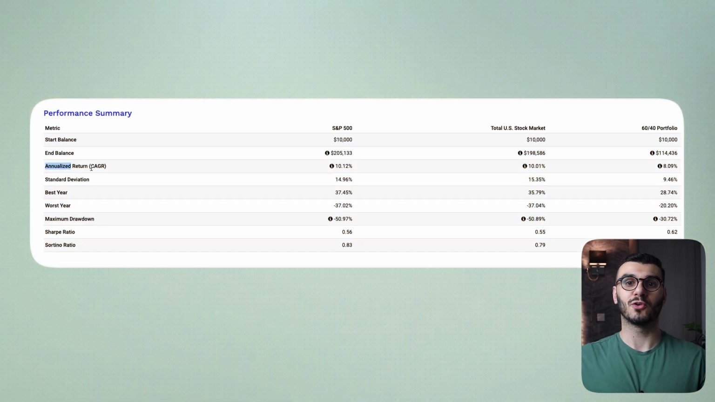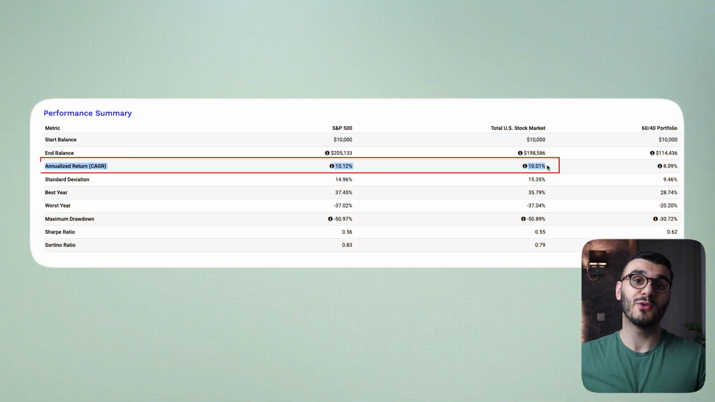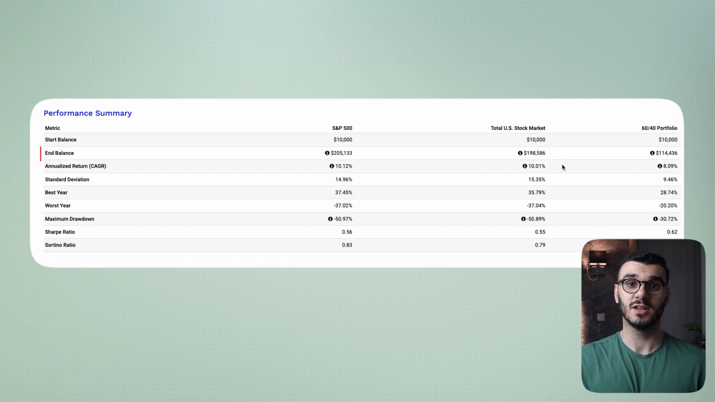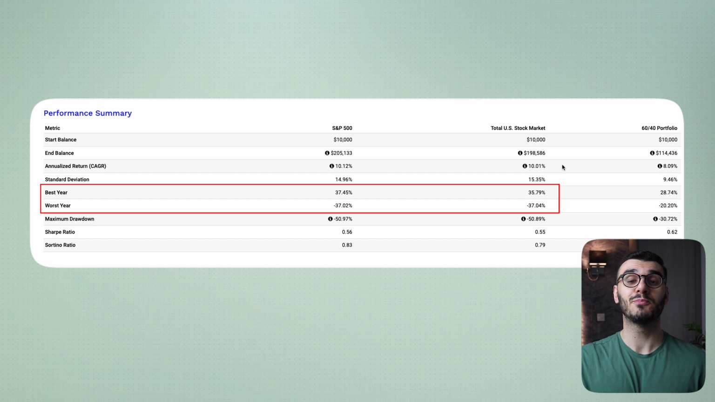Looking more closely at portfolios 1 and 2, they've been quite impressive in terms of their annual growth rates over that time period. We're talking about over 10% return on your investment per year. However, as you can see here, the S&P 500 has performed slightly better than the entire US stock market. And what's interesting is that because these portfolios are so closely aligned in terms of composition, their best and worst years have been pretty similar.